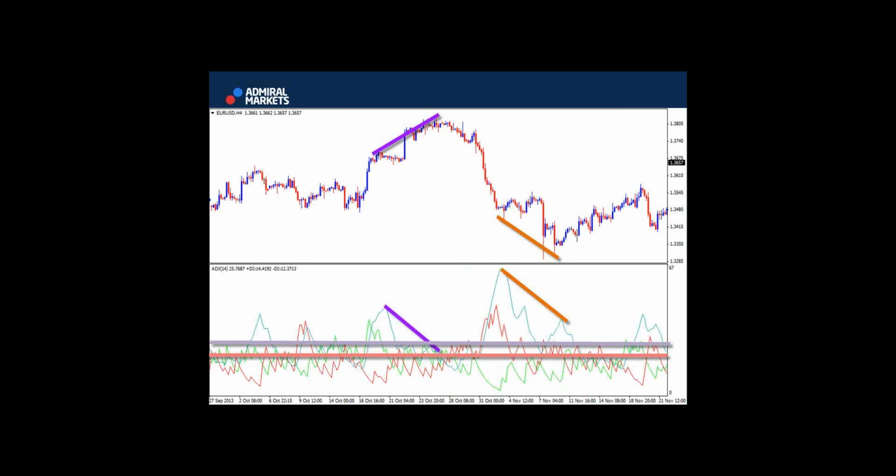But maybe we can still add it in the trading room. Add the ADX, something to think about. Let me know what you think.